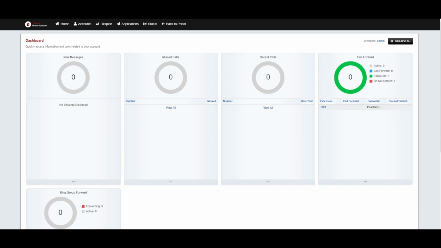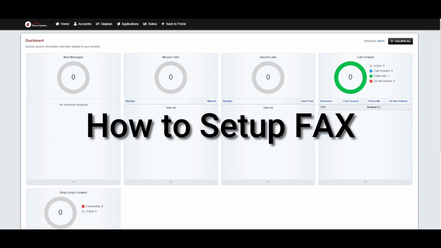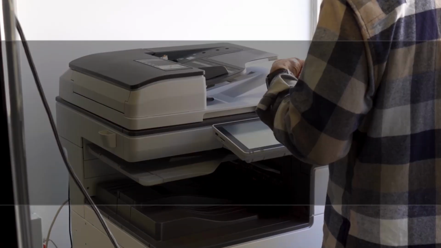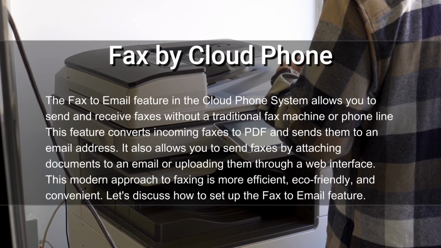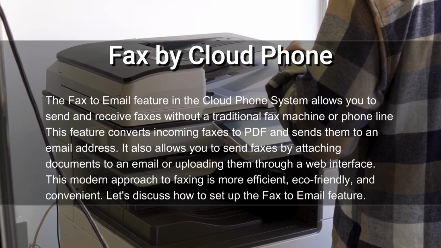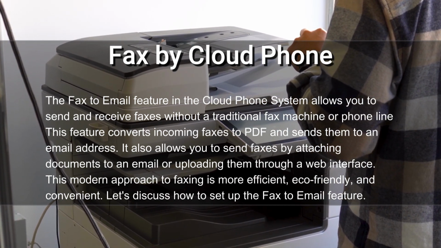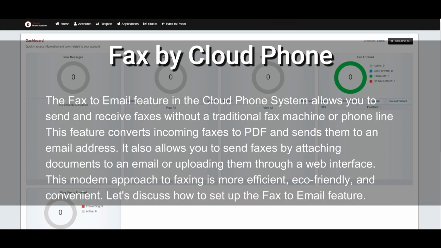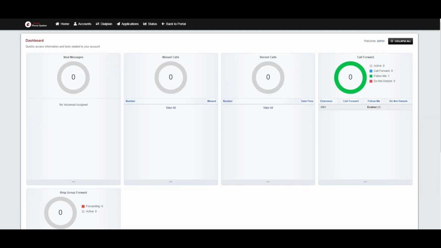In this video, we will be talking about how to set up fax. The fax to email feature in the Cloud Phone System allows you to send and receive faxes without a traditional fax machine or phone line. This feature converts incoming faxes to PDF and sends them to an email address. It also allows you to send faxes by attaching documents to an email or uploading them through a web interface. This modern approach to faxing is more efficient, eco-friendly, and convenient.